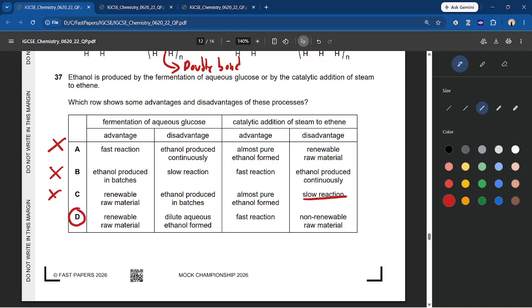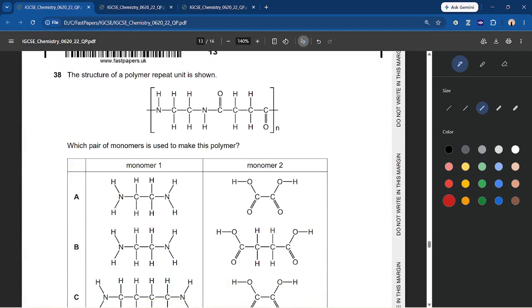So let's move on to the next question. 38. Which pair of monomers is used to make this polymer? So you have an amide bond over here. So we're going to look for groups that have an amide group to them. So you need a carboxyl group and an amine group.